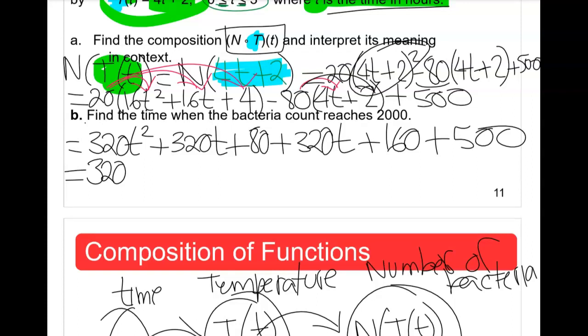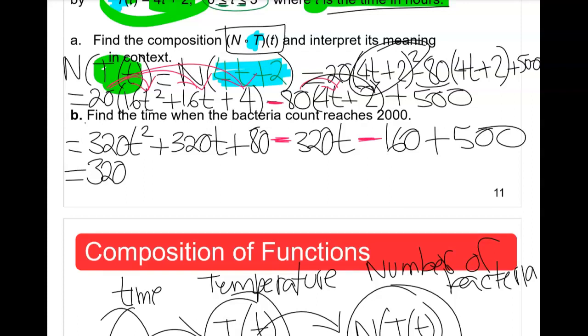Oh, and I did make a mistake right here. Yeah, this is pretty bad. So we see how we have a negative 80. So negative 80 times 4t should be negative 320t. And then negative 80 times 2 should be negative 160.